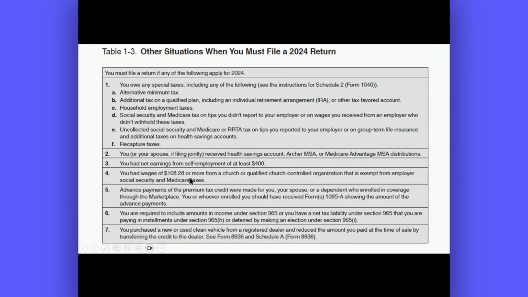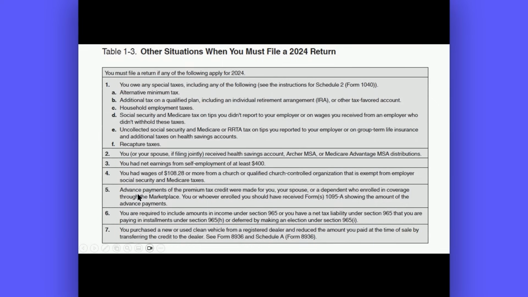So if one of those employees has wages of $108.28 or more, then they have to file a Form 1040. So hopefully, if you see a question about this on the exam, that number will jump out at you as being such an odd number, and you'll remember, oh, that's right, church employee, and they have to file a return.